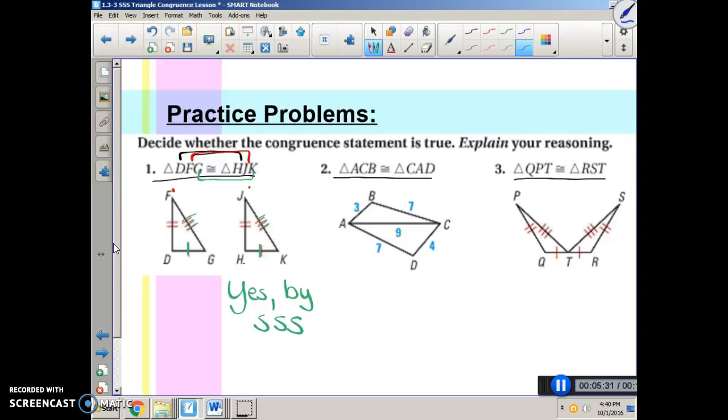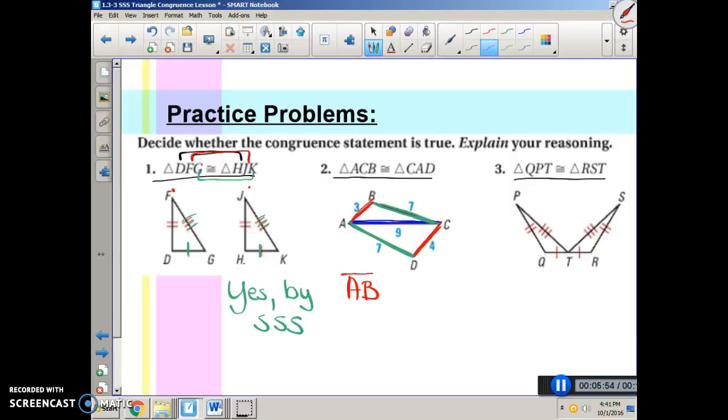First of all, let's look at our picture because they actually give us numbers this time. I've got 9 in the middle. That's the side that overlaps, so those are automatically equal to each other. I've got 2 sides that are 7. So I have side so far. But if I look at my last 2 sides, I have one that's 3, one that's 4. Obviously, those numbers are not the same.